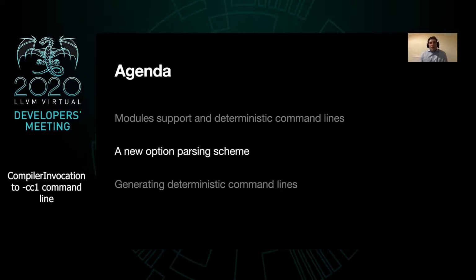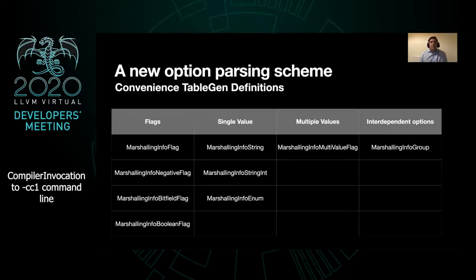Clang ScanDeps has access to the compiler invocation underlying each translation unit. And what we want to do is to be able to generate a deterministic command line from first principles based on the compiler invocation alone. But before we talk about that, let's talk about the changes that were necessary to the CC1's option parser in order to enable this new use case.